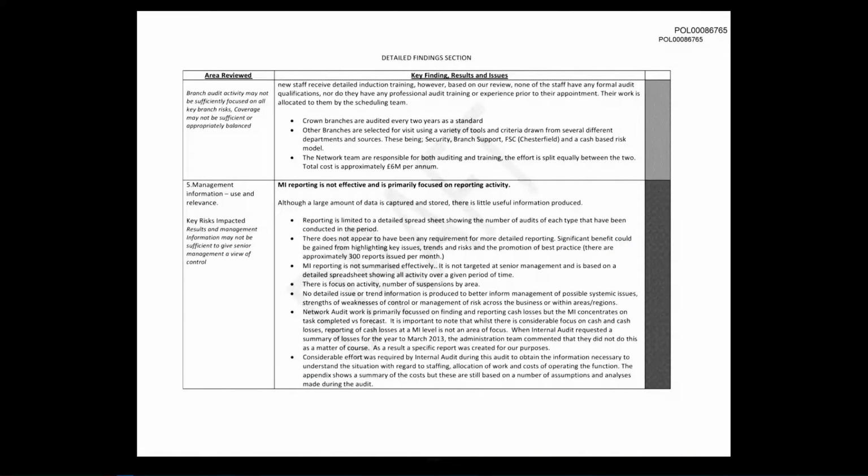And finally, in that second box, about halfway down, it says, no detailed issue or trend information is produced to better inform management of possible systemic issues, strengths or weaknesses of control or management of risk across the business or within areas or regions. Again, is that something that you would agree with from the evidence that you've given? Yeah, I mean, as I said, this is what, 5 years after the audit teams left me and 2 years after I left the business. But it feels like a fairly common view that was shared prior to me leaving.